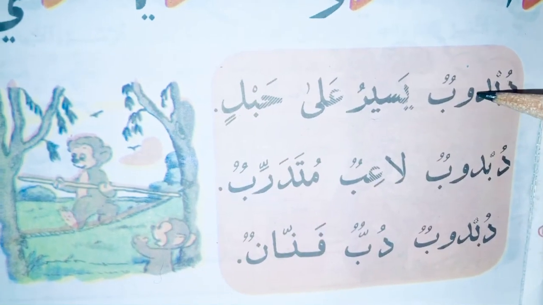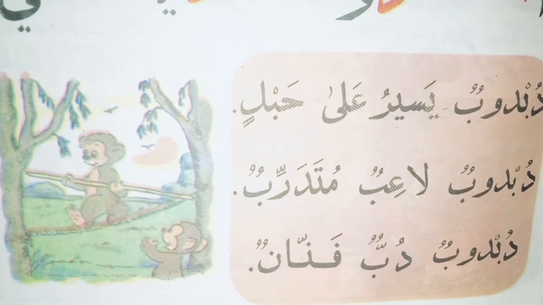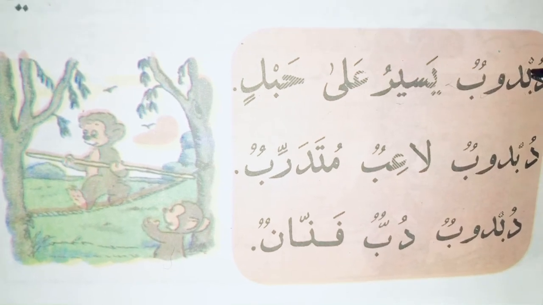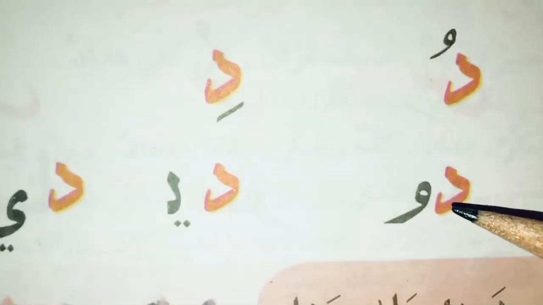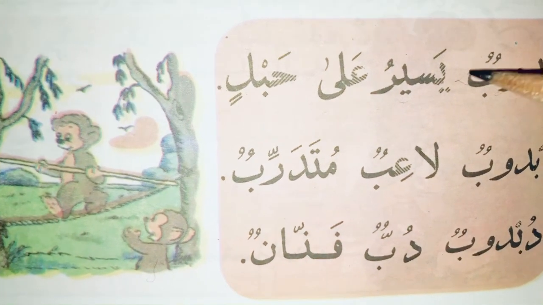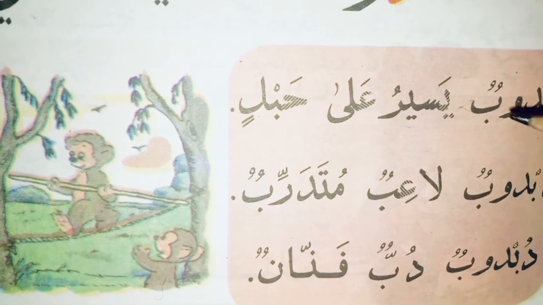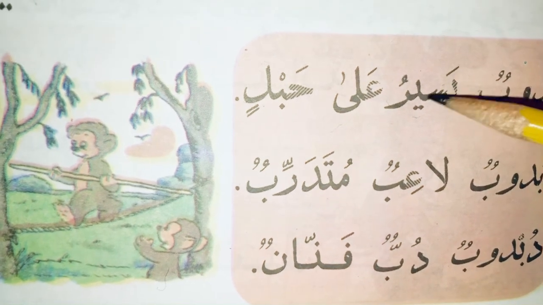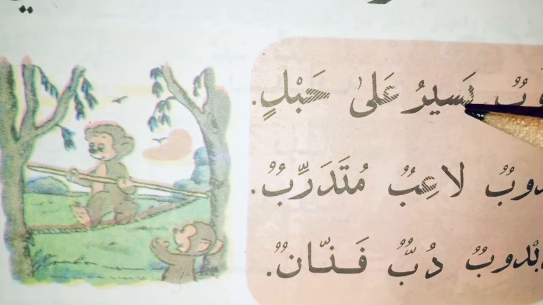Dub, do, bun, do, one line or one comma on top. B with sukun, one period in the bottom. Do with waw, this is do. And this is bun, dub, do, bun, two lines or two commas on top and one period in the bottom. Yasiru, he's walking, ya, one dash on top, two periods in the bottom.